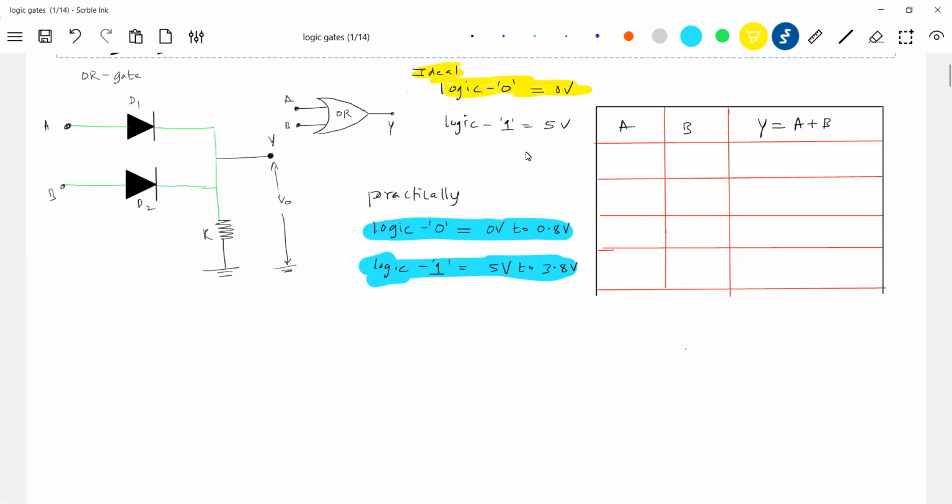Now, how to implement the logic OR gate first? What is the OR gate, and how will it be implemented? The output will be Y equal to A plus B. This plus sign is not like addition. It is the logic OR symbol. The plus sign indicates the logic OR operation.